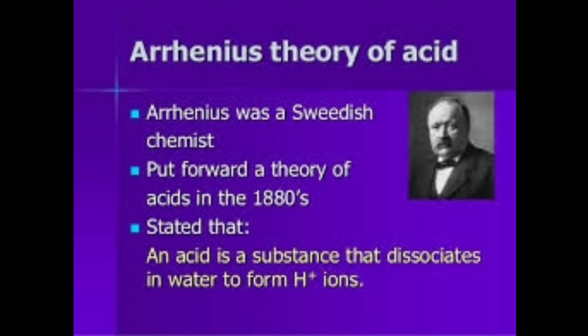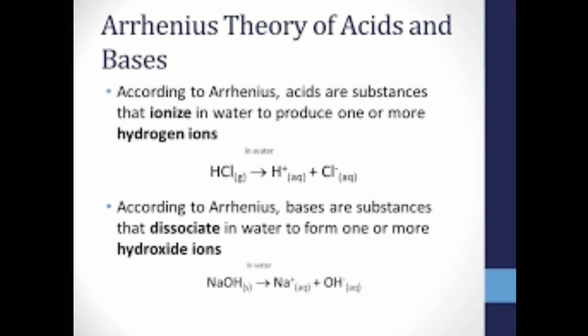According to these acids and bases, three theories are found. First is the Arrhenius theory of acid. Arrhenius was a Swedish chemist. He put forward a theory of acid in the 1880s. He stated that an acid is a substance that dissociates in water to form H plus ion. According to the Arrhenius theory, an acid contains hydrogen and gives rise to H plus ion in aqueous solution.